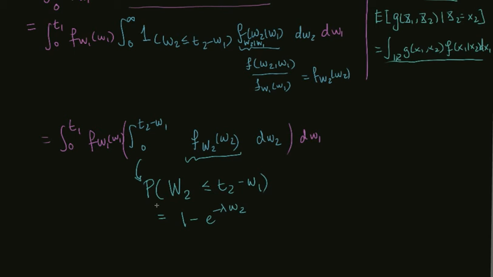So where our calculations are now is we have to find the integral from 0 to t1 of the density of W1, which was lambda e to the minus lambda W1, and then multiplied by what the inner integral ended up evaluating to. Oh, sorry, I think I wrote this wrong here. This is supposed to be T2 minus W1, right? That's just my fault. So T2 minus W1. Then with respect to W1.